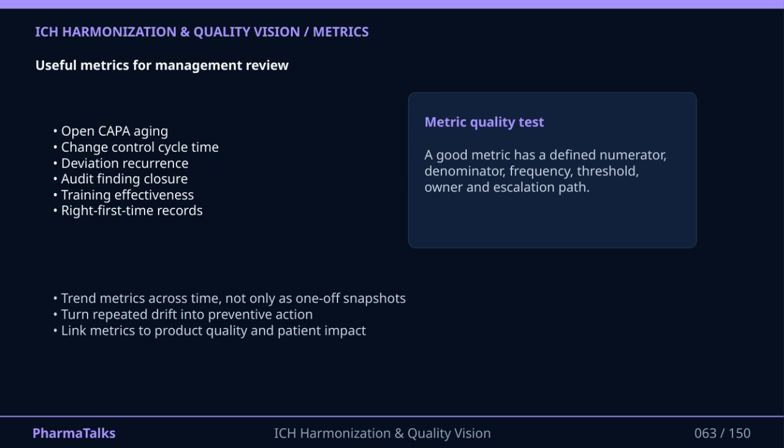A good metric should have a clearly defined numerator and denominator, specify how often it is measured, include thresholds for acceptable performance, and assign ownership and escalation pathways. Importantly, metrics should be analyzed as trends over time rather than just one-off snapshots. This approach helps turn repeated deviations into preventive actions, ensuring continuous improvement. Additionally, connecting these metrics directly to product quality and patient impact reinforces their value in safeguarding health outcomes.